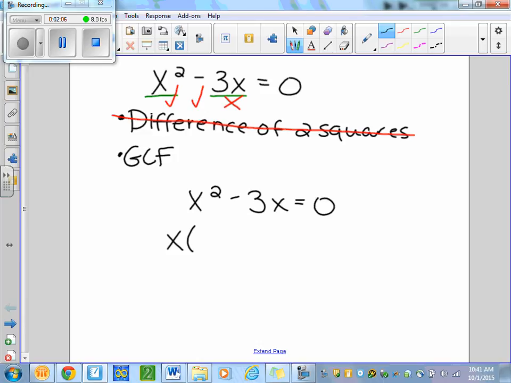What I'm really doing when I pull out a greatest common factor is dividing each term by what I pull out. So I can take my first term, which is x squared, and divide it by x to figure out what's now left inside the parentheses. When I do that, I know I have x left in the parentheses. And if I do negative 3x divided by x, those x's would cancel, and I would just be left with that negative 3.